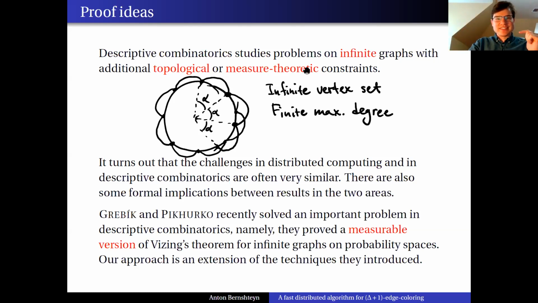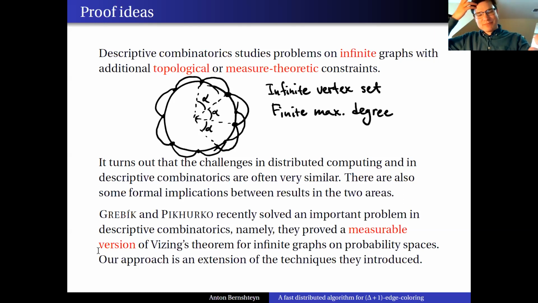Louis is asking about this connection with descriptive combinatorics that I mentioned. And I said that Grebík and Pikhurko wanted a measurable version of Vizing's theorem. There is a potentially stronger statement, which is called the Borel version of Vizing's theorem. In the measurable setting, we look at the structure of the probability space and we ignore sets of measure zero, which is what you do in the probability setting. And in the Borel setup, sets of measure zero cannot be ignored. That's the difference, and that's what makes it more difficult. In some sense, it's like proving something for almost all graphs versus proving it for all graphs.